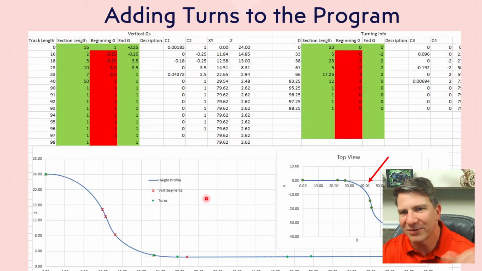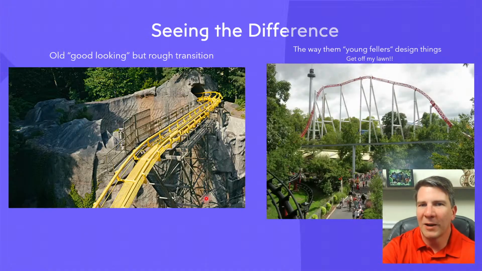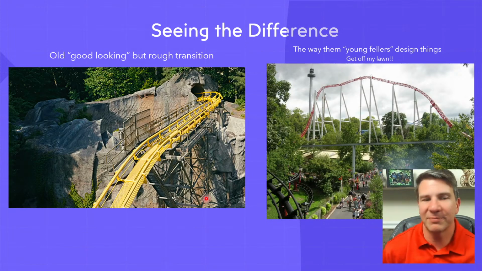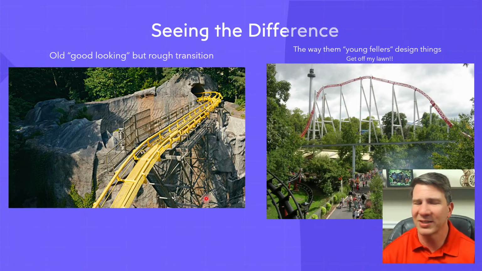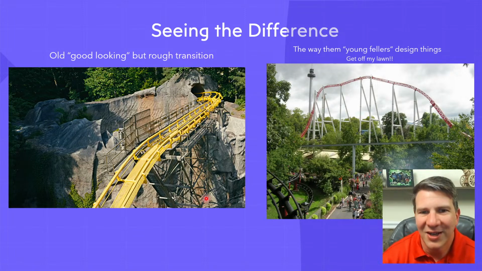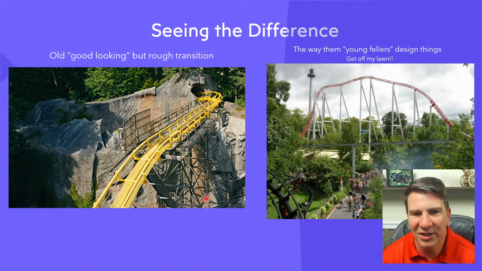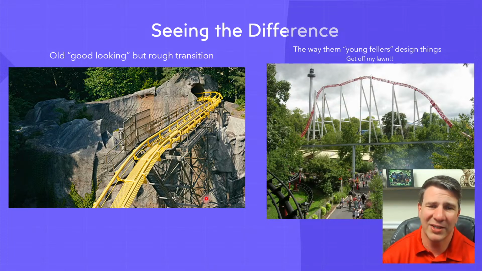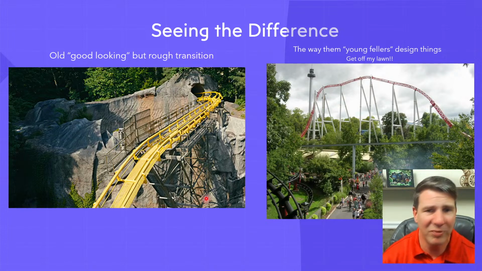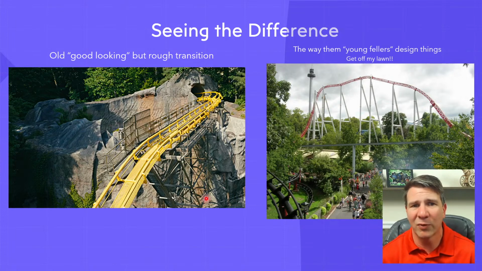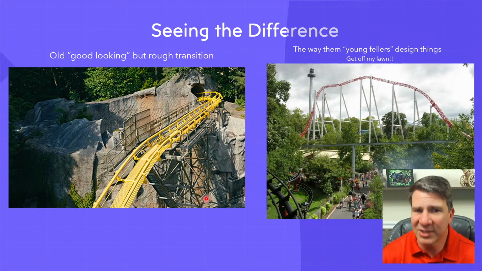All fun stuff. All right, so let's see the difference, right? It's one thing to talk about it. Let's look at it. Here we have on the left Loch Ness Monster right before you go into that monster helix. You can see that they just looked at that spline and said, okay, it needs to curve to the left. Hey, let's bank the top tracks in a little bit and probably form it. They may have even formed it with an acetylene torch.